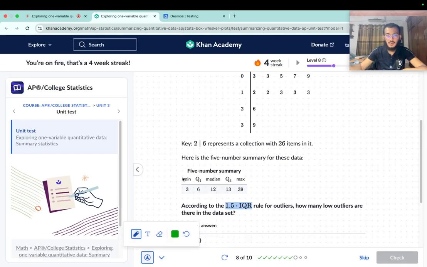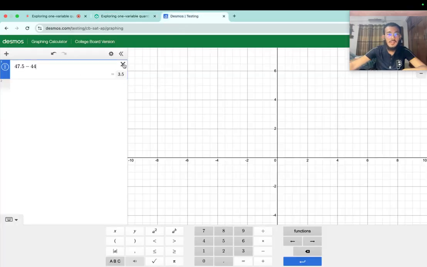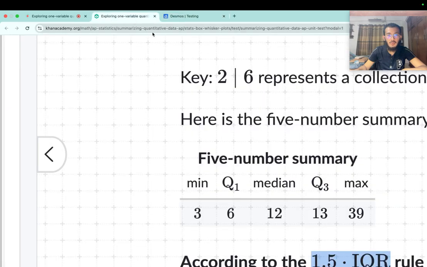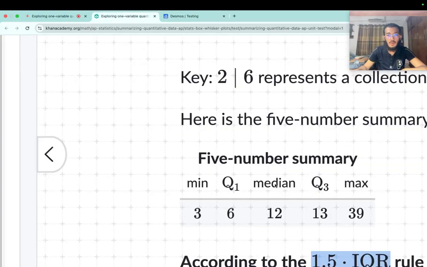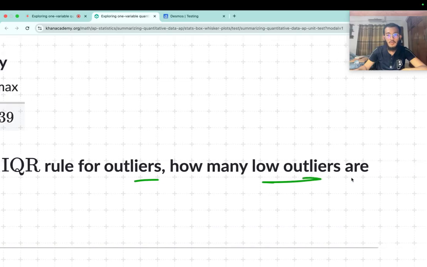So what is the interquartile range? That is Q3 minus Q1. So 13 minus 6 is 7. 1.5 times 7 is 10.5. So which means 6 minus 10.5, because we want to see how many outliers there are from the low outliers.